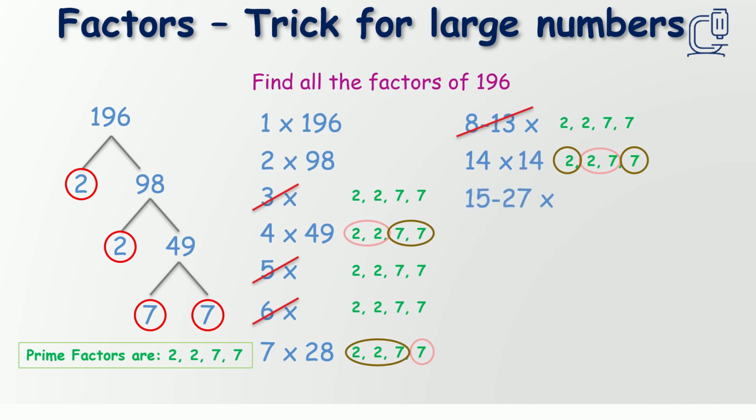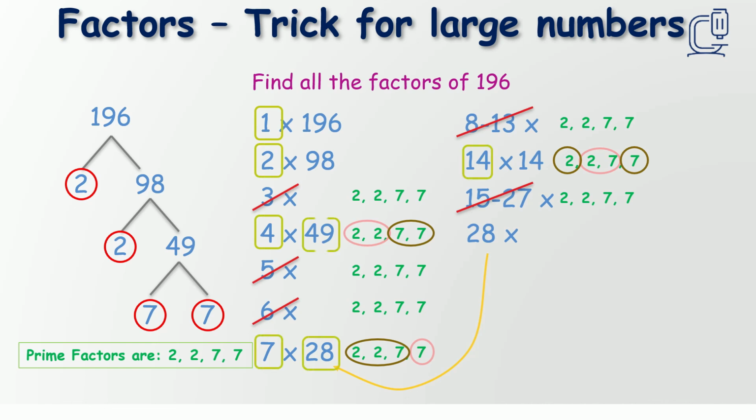Numbers 15 to 27 cannot be made using our prime factors, so these numbers are not factors of 196. And then we move on to 28, but we have already used 28, so we can stop here. So the factors of 196 are 1, 2, 4, 7, 14, 28, 49, 98, and 196.